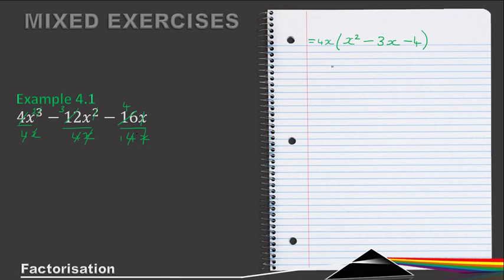All right, now can we go further? Can we do something with this? We see there's three terms, so it's possibly a trinomial. And to determine whether it is, we see that this is x squared, x, and a constant. So yes, let's see if we can factorize that.